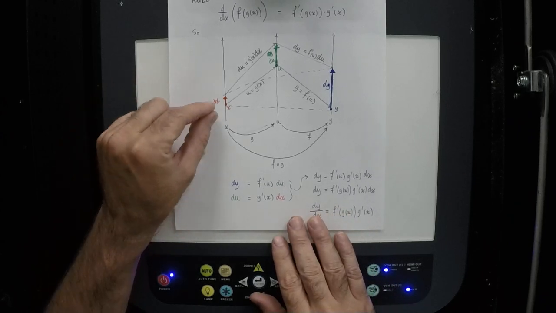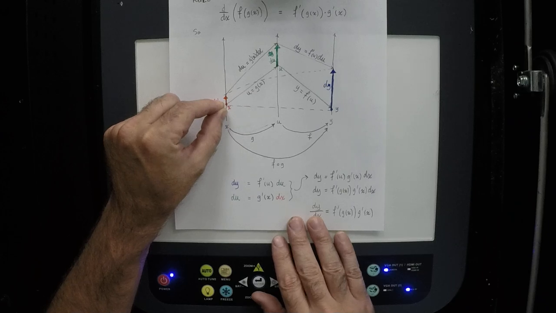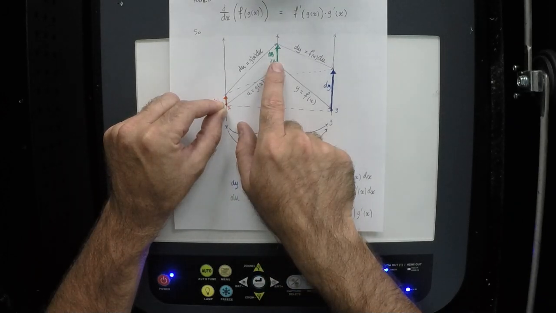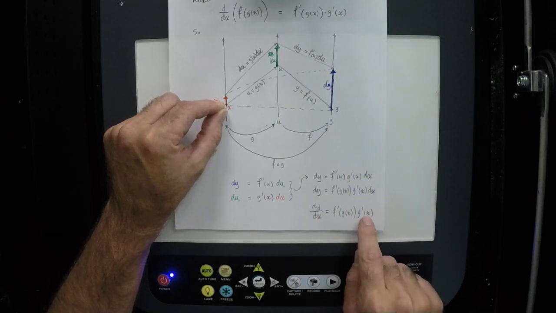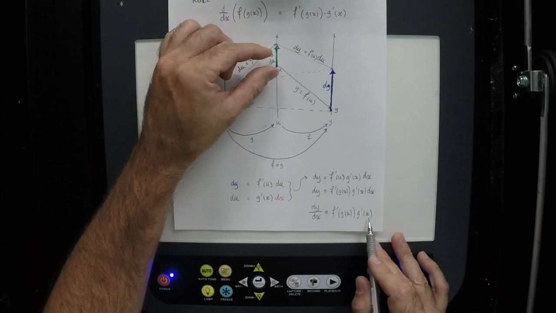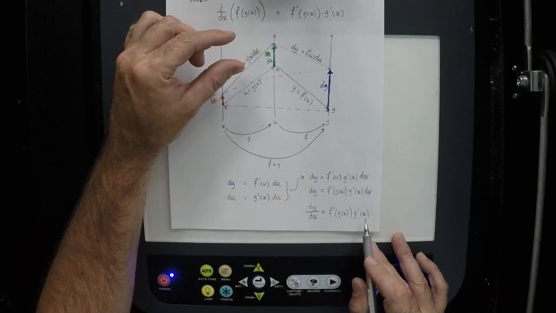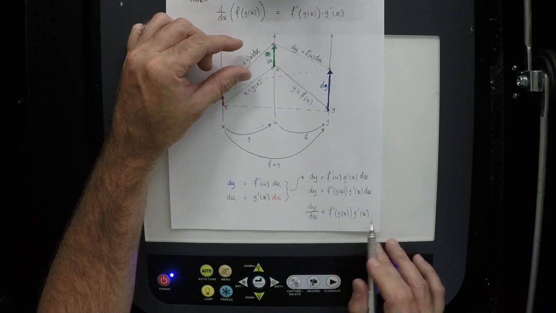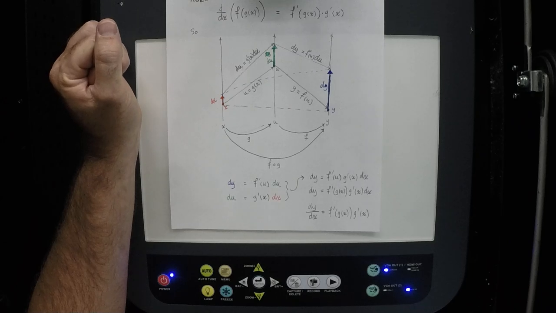No, what it's saying is that if you wiggle this red one, it's going to make the green one wiggle. And that's going to make the blue one wiggle. If you change the input x, it causes the green one to wiggle like g prime of x, which in turn causes the blue one to wiggle like f prime of g of x times g prime of x. That's what it's saying. So you've seen the chain rule lots of times in real life.